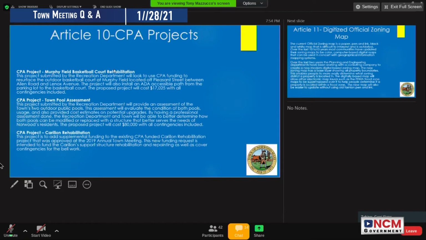Back to the town pool assessment. I am wondering if any part of this looks like it's dealing with the outdoor pools. Is there any thought, or is there an opportunity to add an assessment of the possibility of an indoor pool? So I don't think that's within the context of this particular article.